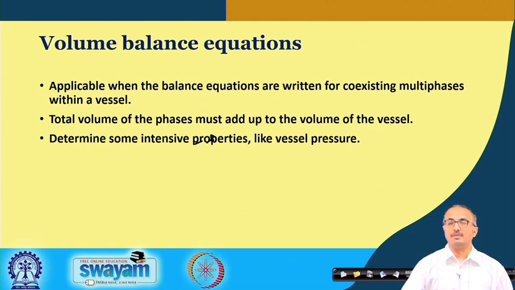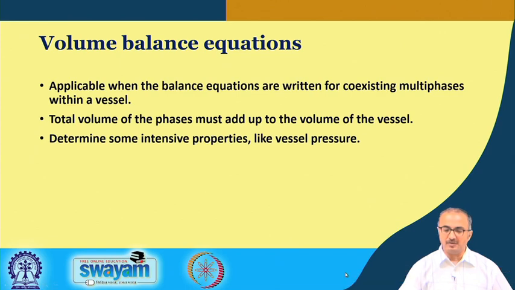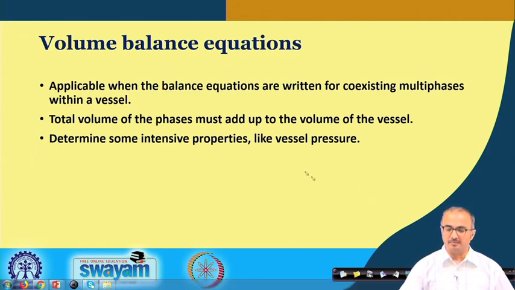Now, we come to the volume balance equation. We write these balance equations whenever there are coexisting multiple phases within a vessel, and we know that whenever different phases occur together in a particular vessel, each of the phases will occupy its own volume, but the total volume cannot be greater than the volume of the vessel. So, when we total the volume of each of the phases, it must give the volume of the vessel. This is what we call the volume balance equation. We are summing up the volumes of the individual phases.